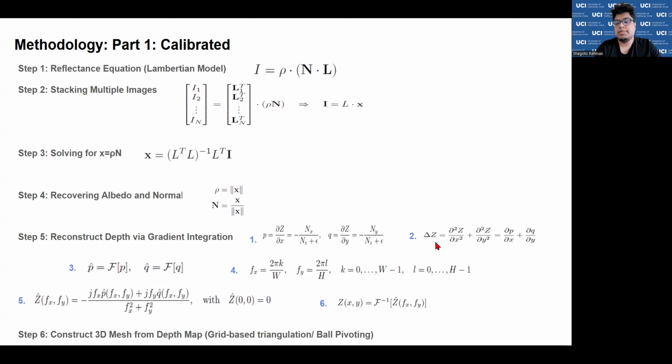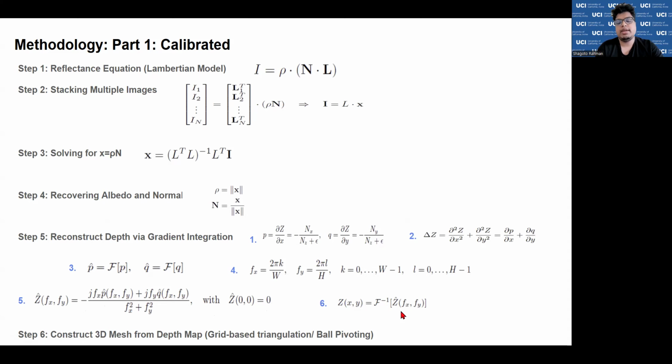Now to get the depth, we have to solve Poisson's equation, but rather than solving this in the spatial domain, we can easily solve it in the frequency domain. So we take the Fourier transform of p and q as p hat and q hat, and the frequency grid as fx and fy. The equivalent equation for depth z in the frequency domain becomes z hat of fx and fy equals minus j fx times p hat of fx and fy plus j fy times q hat of fx and fy, divided by fx squared plus fy squared, with z hat at 0,0 set to 0 to fix the ambiguity.